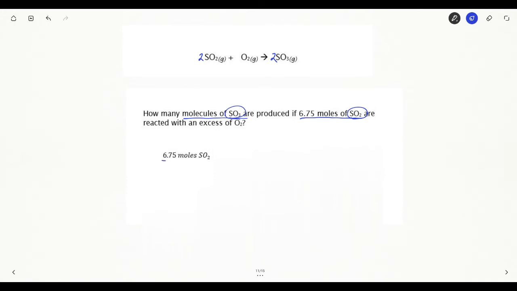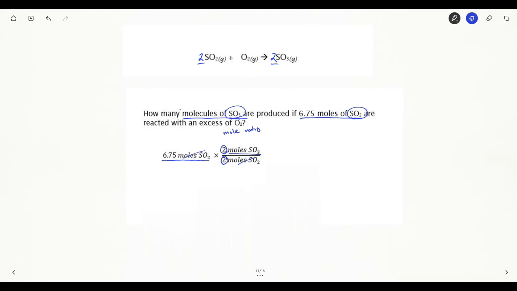So I am starting with what I was given, my 6.75 moles of sulfur dioxide. I am first going to convert that to moles of sulfur trioxide using my mole ratio. Now notice my mole ratio uses my stoichiometric coefficients from my balanced chemical equation. These 2's came from these 2's up here. My moles of sulfur dioxide cancel, and I am left with moles of sulfur trioxide. Okay, this is great. I have now switched to the compound that the question asked me about.